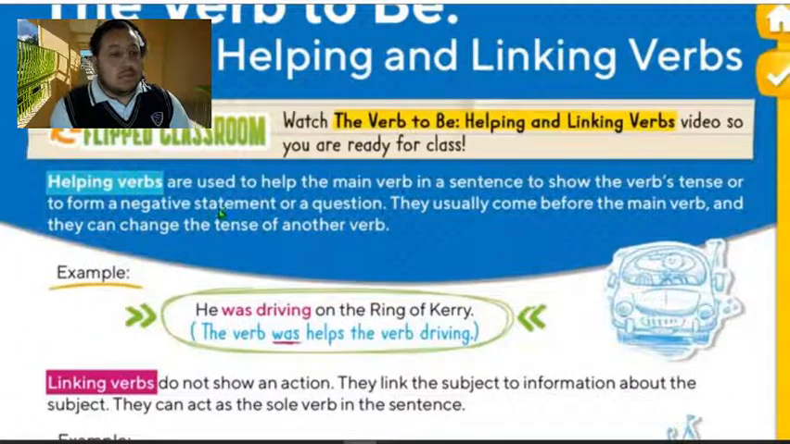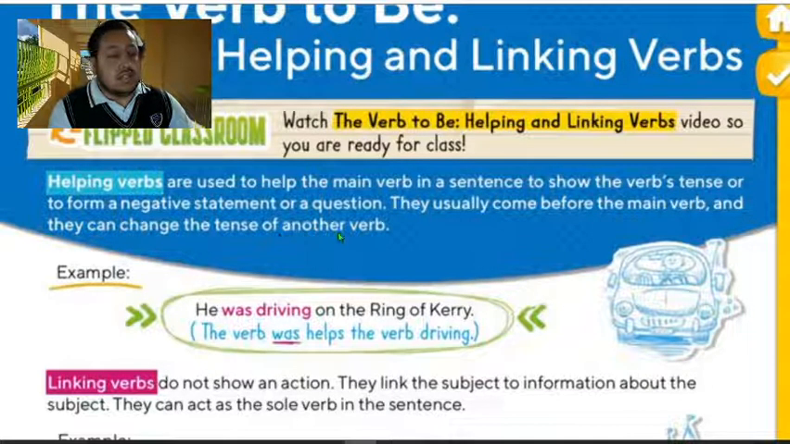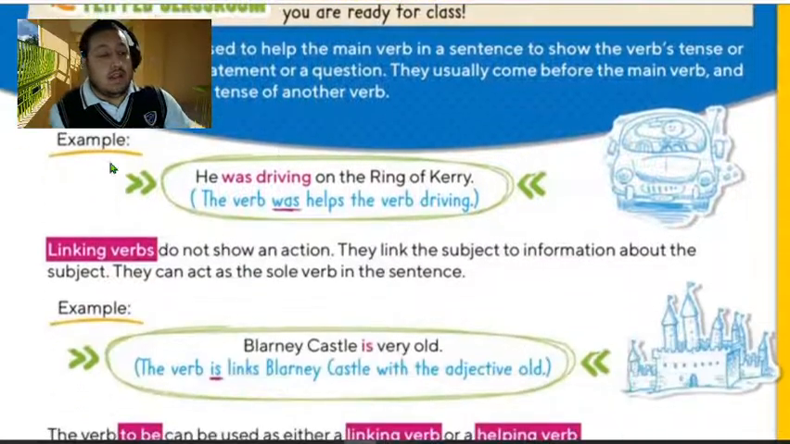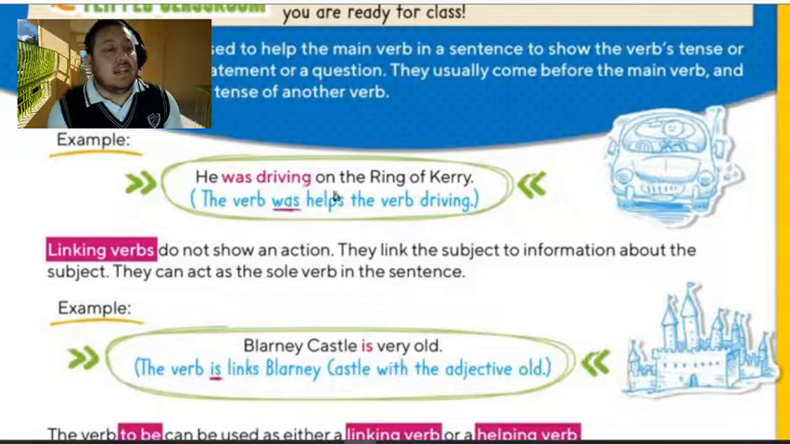Helping verbs I use to help the main verb in a sentence to show the verb's tense or to form a negative statement or a question. They usually come before the main verb and they can change the tense of another verb. Example here is the same as in the video. He was driving on the Ring of Kerry. Remember, if it's before an ing verb, it is a helping verb.